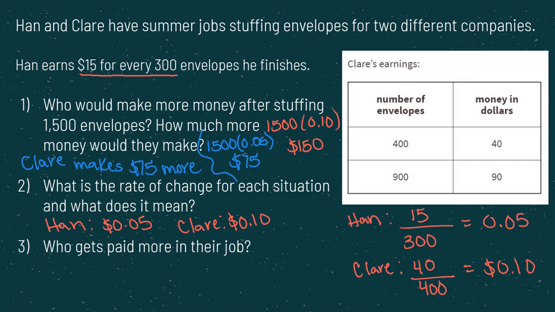Now, who gets paid more for their job? So if Claire is making 10 cents per envelope and Han is making 5 cents per envelope, who's getting paid more? Claire is, because she's getting paid 10 cents, whereas Han is only making 5 cents. So Claire would get paid more for their job.